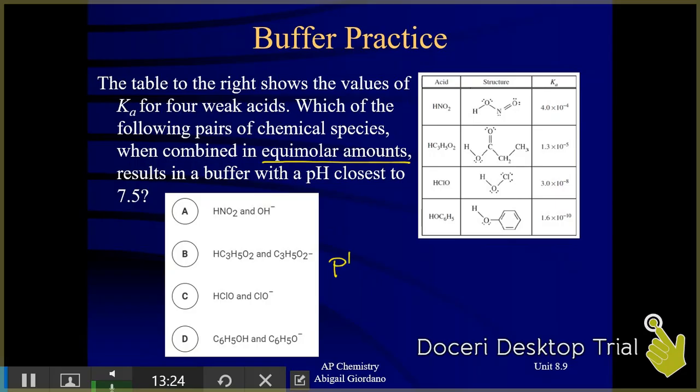If you will recall, if we're dealing with buffers, we can use the Henderson-Hasselbalch equation. Base over acid. Since it says that we're dealing with equimolar amounts, this whole log term will equal 0. So essentially, I'm going to choose a buffer system whose pKa is closest to 7.5.